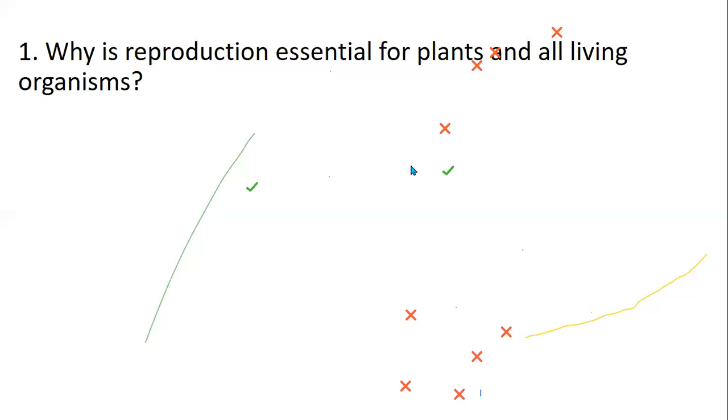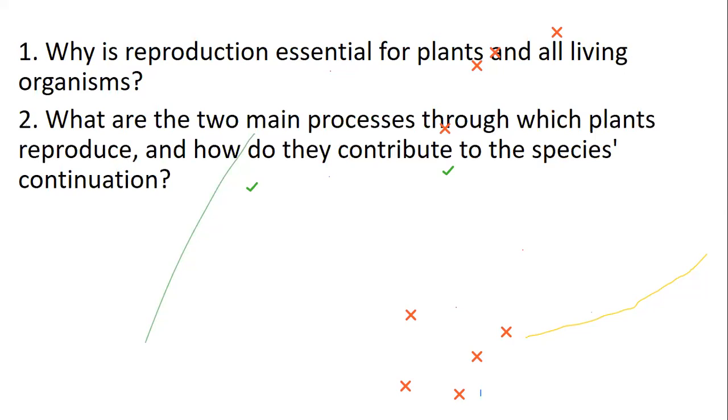It's okay. Yeah, so what we have described is basically reproduction, okay? Then I have another question here. There are two main processes through which plants reproduce. And by doing so, they contribute to the species continuity or continuation. What are these two main processes which ensure continuity?